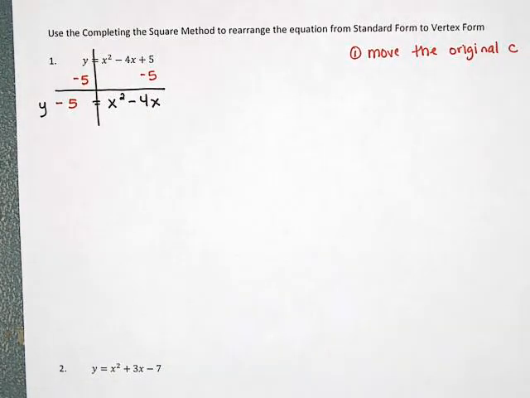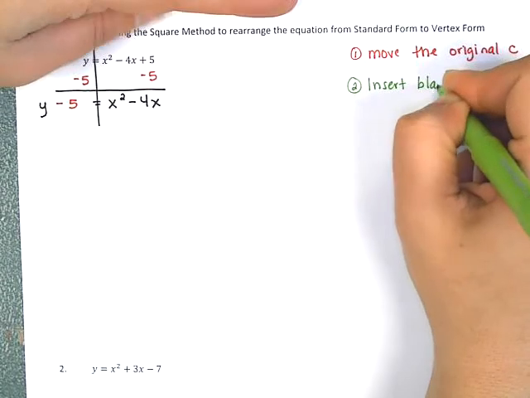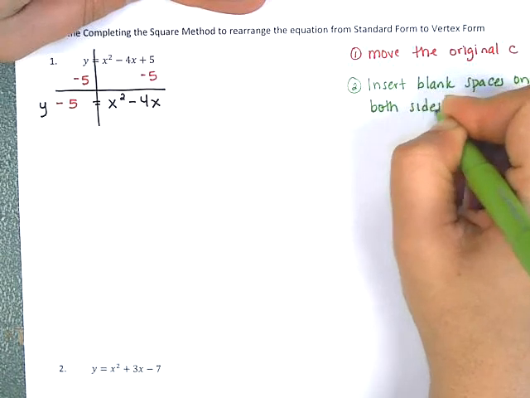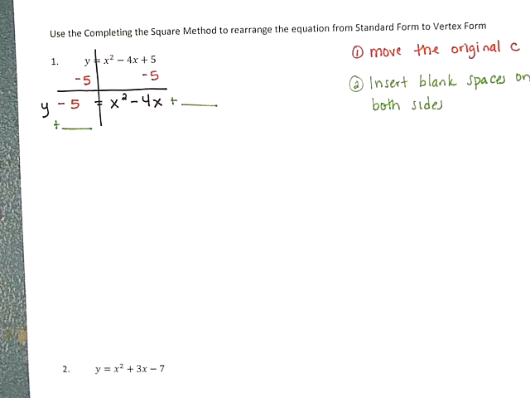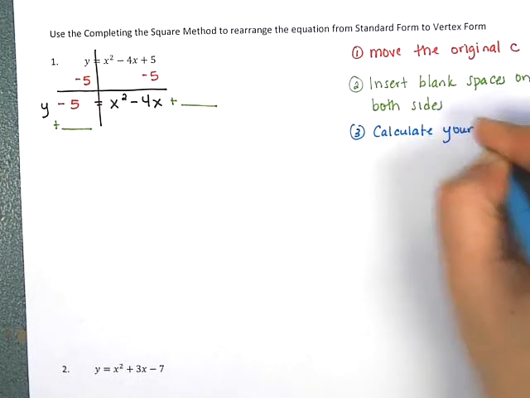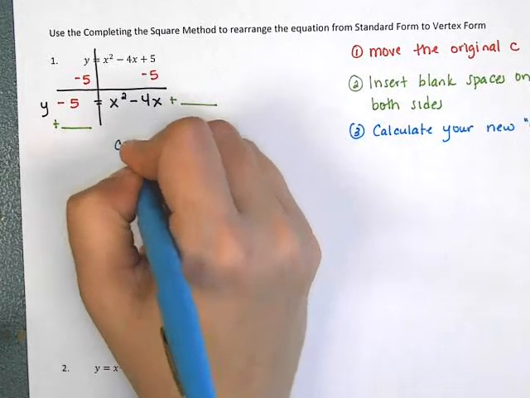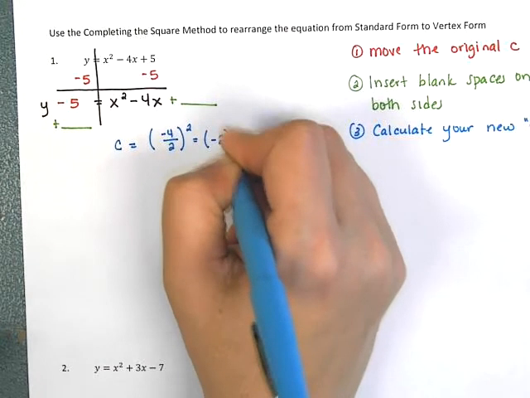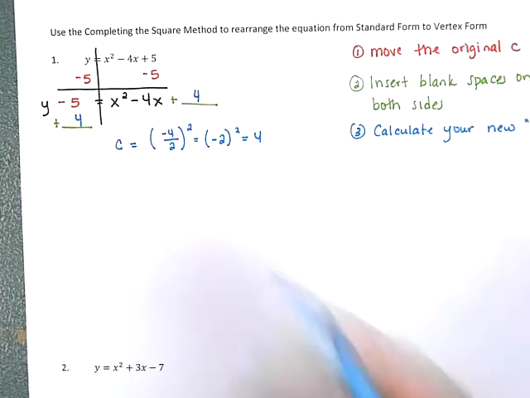Step 2 will be to insert blank spaces into both sides. So I'm going to put a plus, a blank space here, and a plus, a blank space here. Now I need to calculate my new c. To do that, to calculate your new c, you use the equation half b squared. So negative 4 divided by 2 squared, which makes negative 2 squared, which makes 4. Now that 4 is going to get plugged into the blank spaces on both sides.